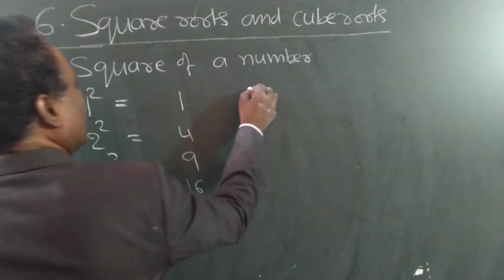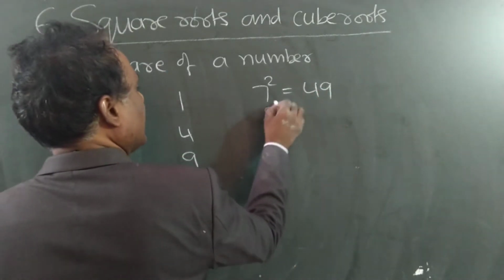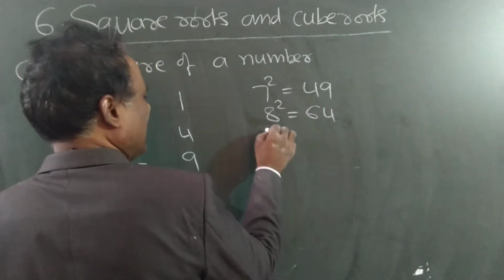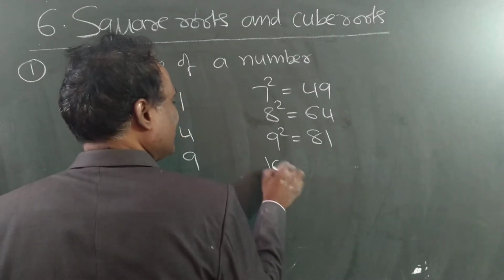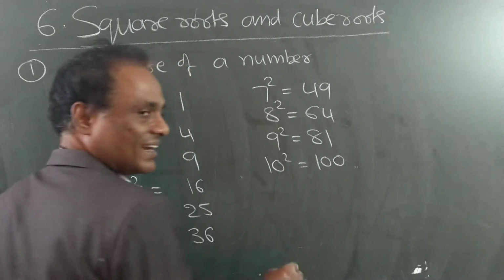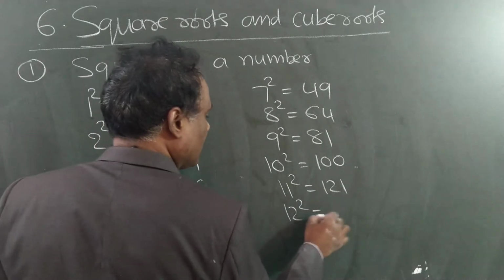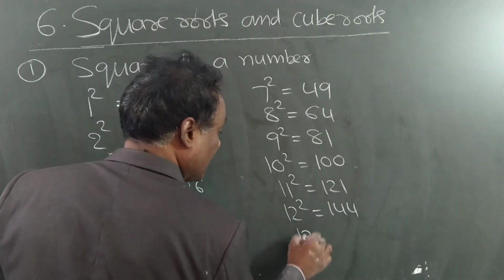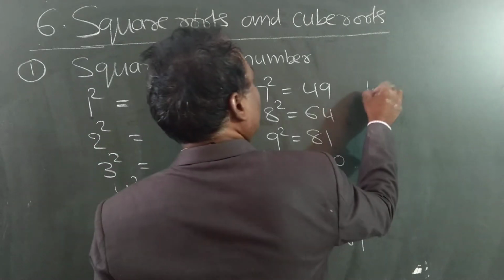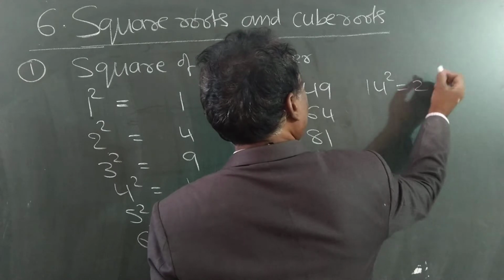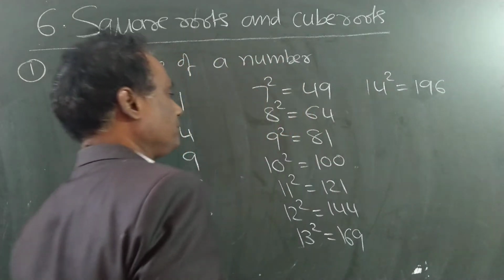Like this, 7 square, 7 into 7, 49. 8 square, 8 into 8, 64. Like this, I am just writing examples. 9 square is 9 into 9, 81. 10 square is 10 into 10, 100. 11 square is 11 into 11, 121. 12 square is 144. 13 square is 13 into 13, 169. 14 square is 196.